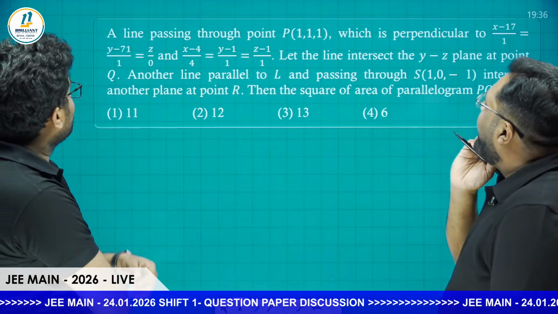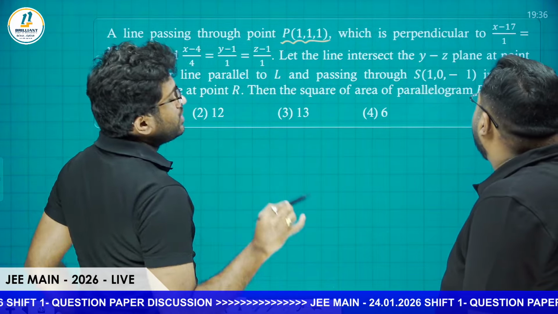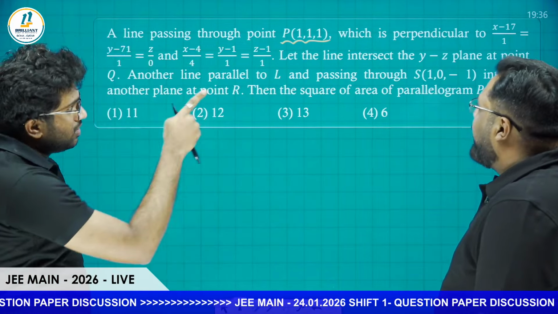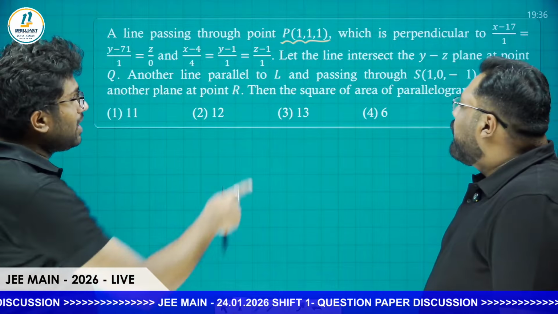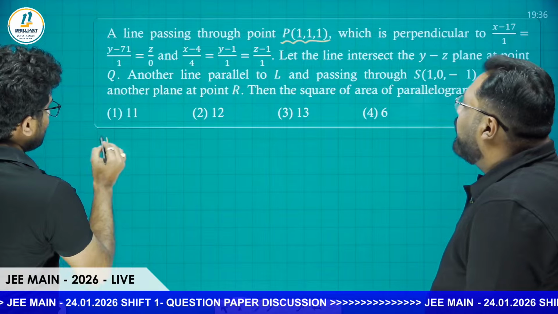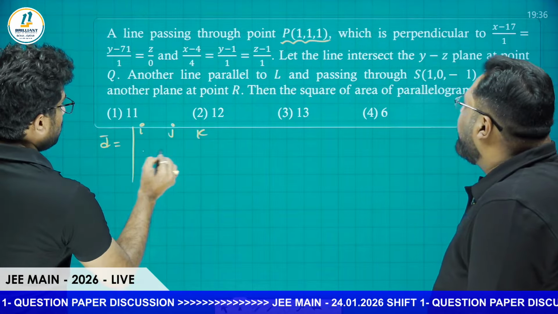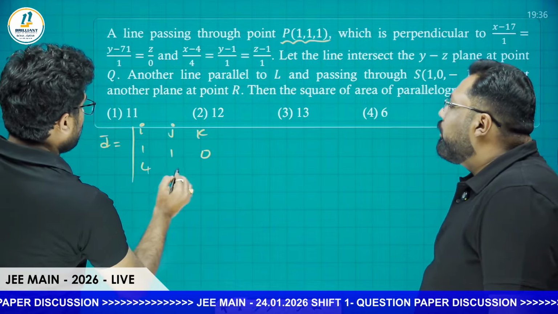Question from 3D, sir. Yes. A line passing through the point P (1, 1, 1) which is perpendicular to both the lines. So that means the DRs will be the cross product of these two. Then we'll find the DRs of this. Let's take the DR as the determinant of i, j, k, 1, 1, 0 and 4, 1, 1.